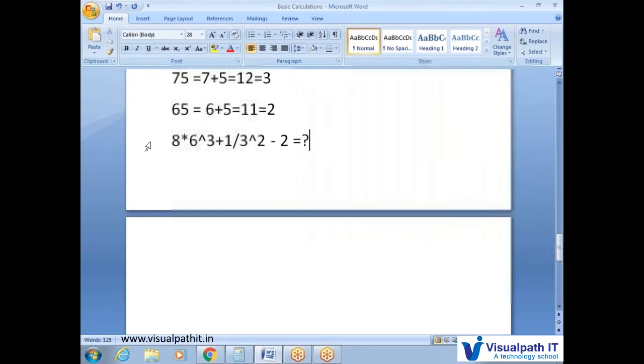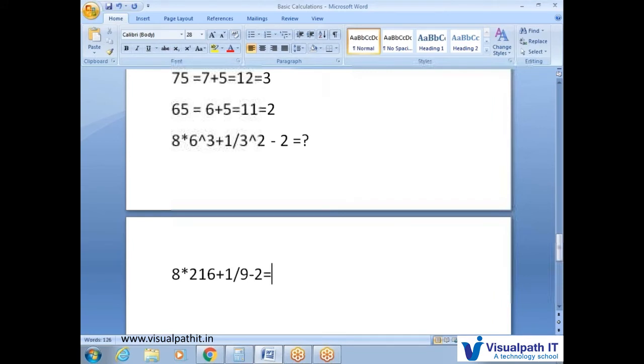Find the value: 8 into 6 cube. 6 cube means 6 into 6 into 6. What is the answer? 6 cube means 216. Clear all of you? So 8 into 216 plus 1, divided by 3 square minus 2. 3 square means 9. So 9 minus 2, and 8 into 216, here also using the distributive method.